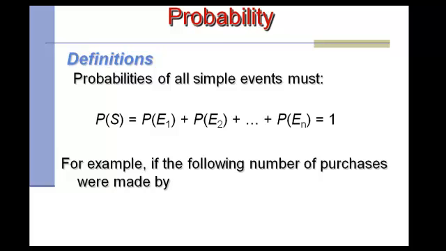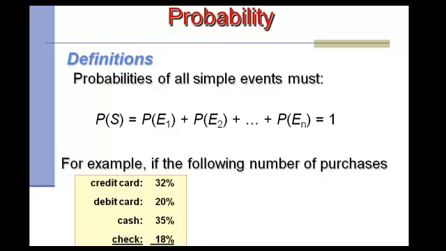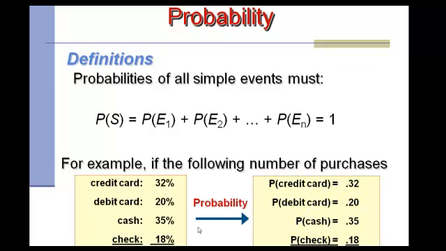And I've given you a way that we can arrive at or assign probabilities in this example of, say, customer purchases. So let's say that for a particular store, they found 32% of the purchases are paid for by credit card, 20% by debit card, 35% cash, and 18% check. We can turn that into probabilities by just turning those into decimals. This column adds up to 100%, and this column adds up to 1.